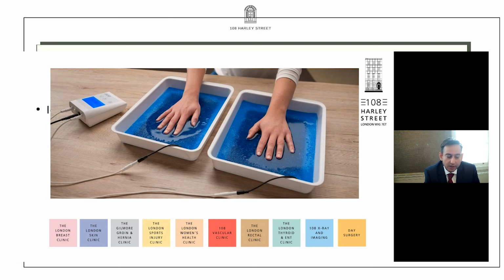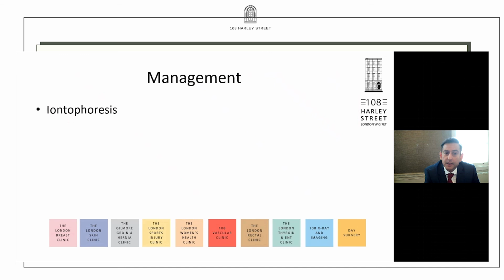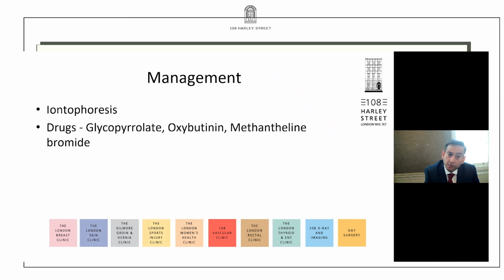Results are not long-lasting. Patients may require further treatments that may involve some anticholinergic drugs such as glycopyrrolate and oxybutynin. Now, these drugs are not licensed in primary care, but can be used under trial settings in secondary care.